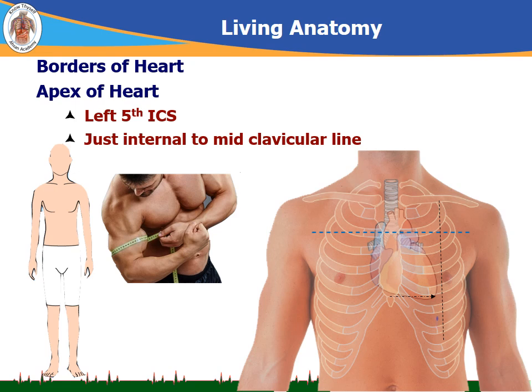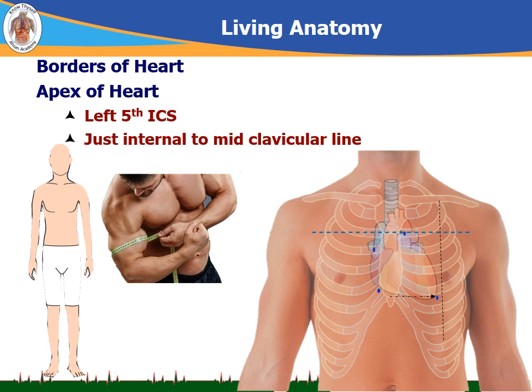In this form, we can draw and mark the point of the apex, then another point over the third costal cartilage close to the sternum on the right side. This is the sixth costal cartilage close to the sternum on the right side, and a point on the second costal cartilage close to the sternal end of the costal cartilage.